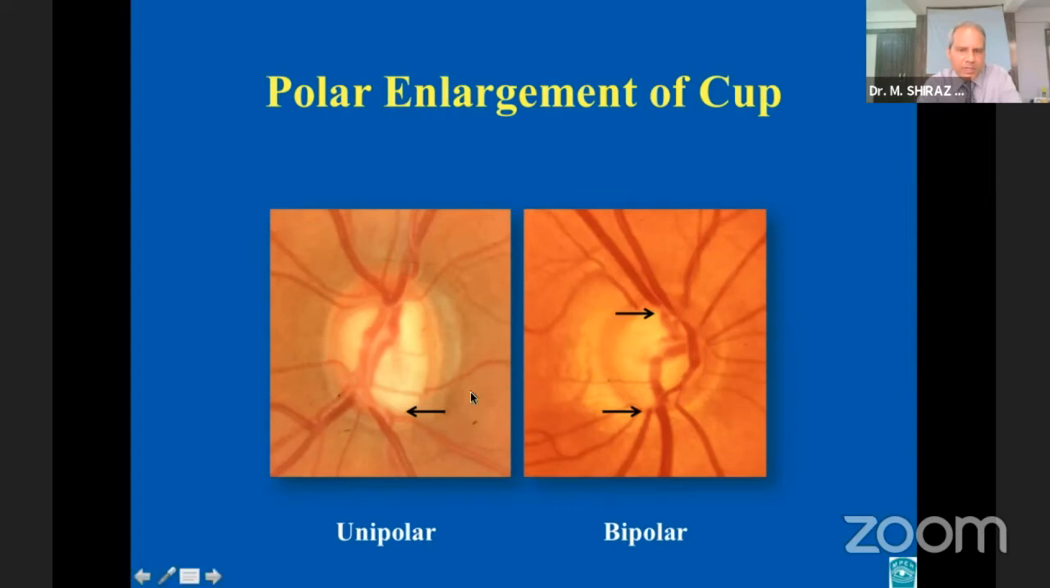So cup enlargement can be unipolar when only one disc region is affected, as evident in this first photograph, where the cup is enlarged predominantly in the inferior direction. In the second photograph, the cup has enlarged in both directions, superiorly as well as inferiorly. So here the cup enlargement is bipolar.